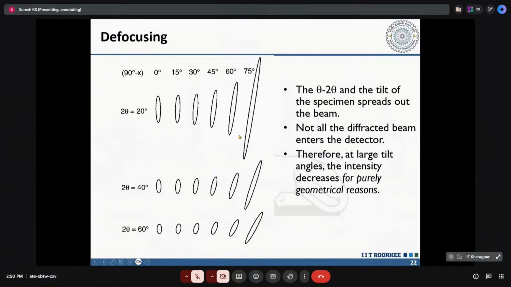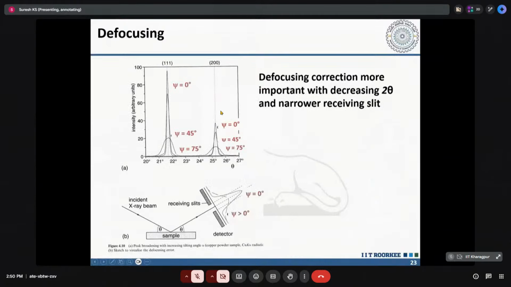So this needs some corrections, what we call the defocusing correction. Based on the assumption of a circular opening, or one can also do it with a square or rectangular opening, we have to make certain corrections. So how much of the X-ray photons are going to fall as you tilt the sample along the chi, as well as you are reducing the 2 theta from a higher angle to a lower angle.